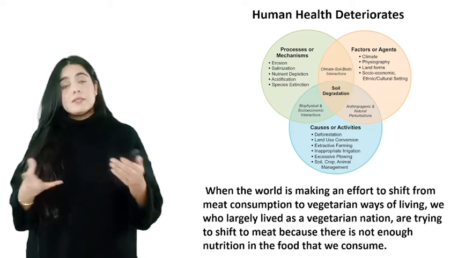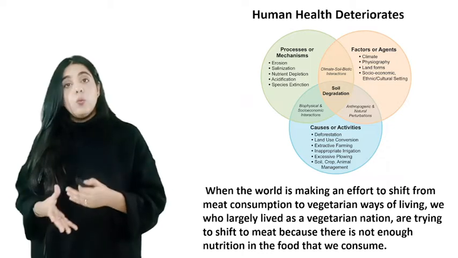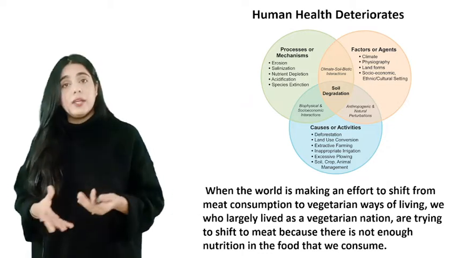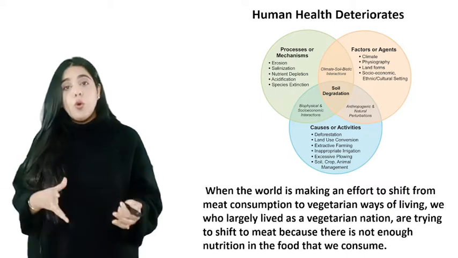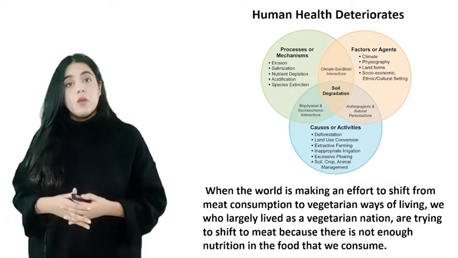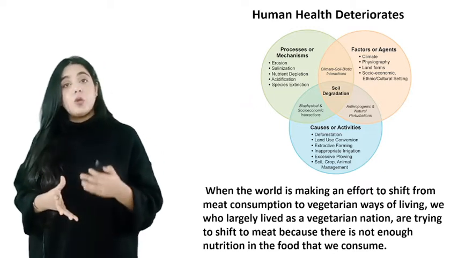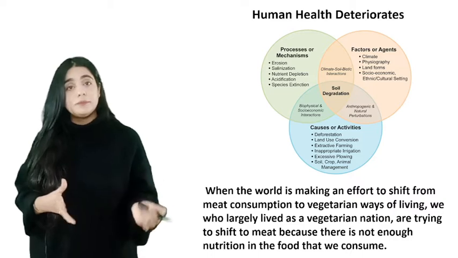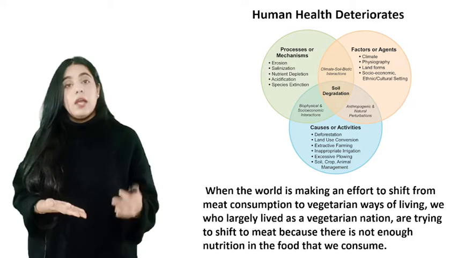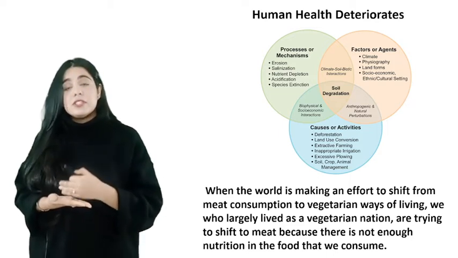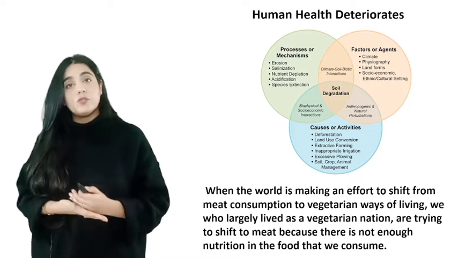So, when the world is making an effort to shift from meat consumption to vegetarian ways of living, we who largely lived on a vegetarian diet are trying to shift to meat because there is no nutrition in the vegetation, in the food that we consume. This is simply because we have not taken enough care of the soil. The micronutrient content in the soil has gone down. Why? 70% of Indian children below 3 years of age are anemic today.